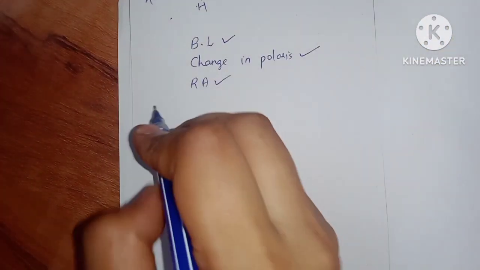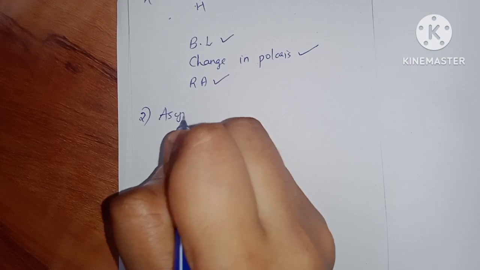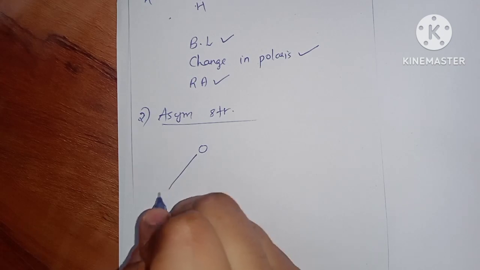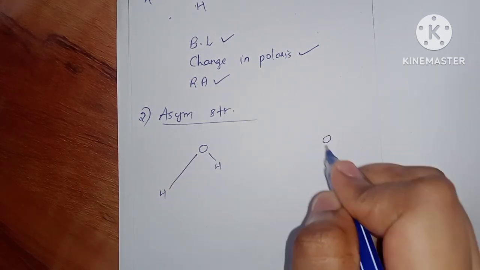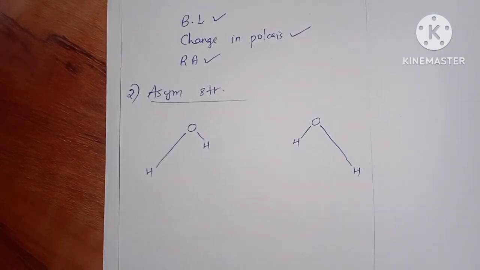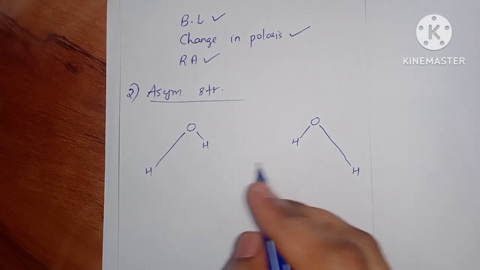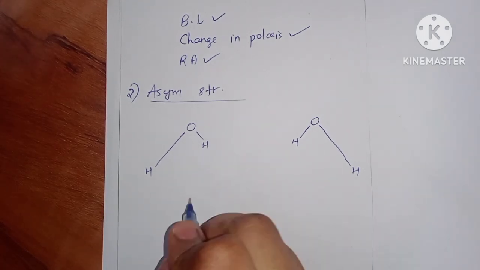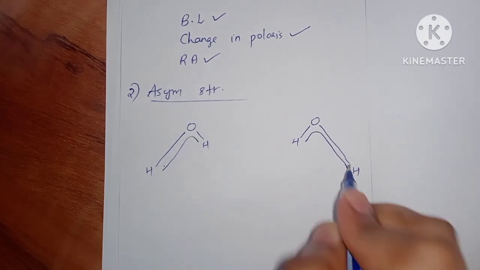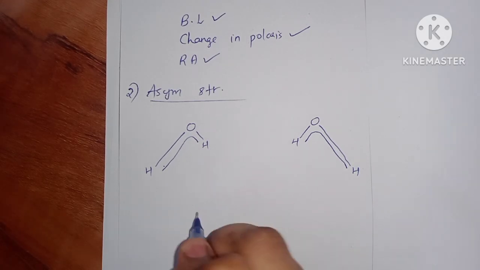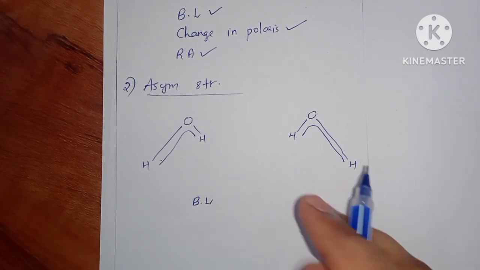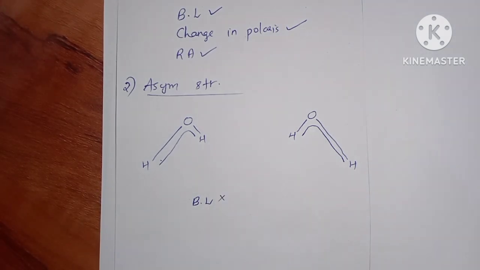Now we go to the other mode of vibration, that is asymmetric stretching. In asymmetric stretching, if one bond lengthens, the other is shortened. For the other state, the opposite: this bond is shortened and this bond is lengthened. So here we can see that the total bond length is the same. Here this much is the bond length, and here also the same bond length. So we cannot say that the bond length is changing. That means the bond length is constant.